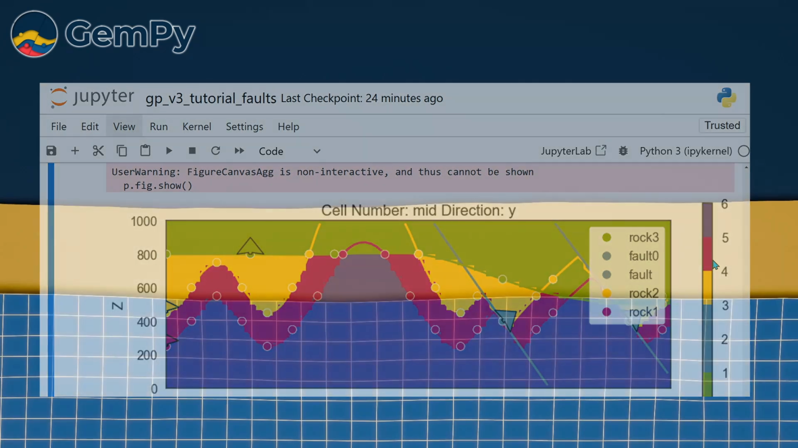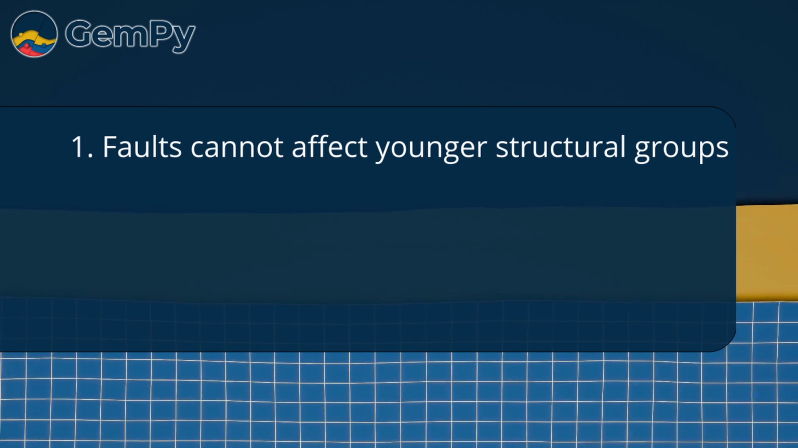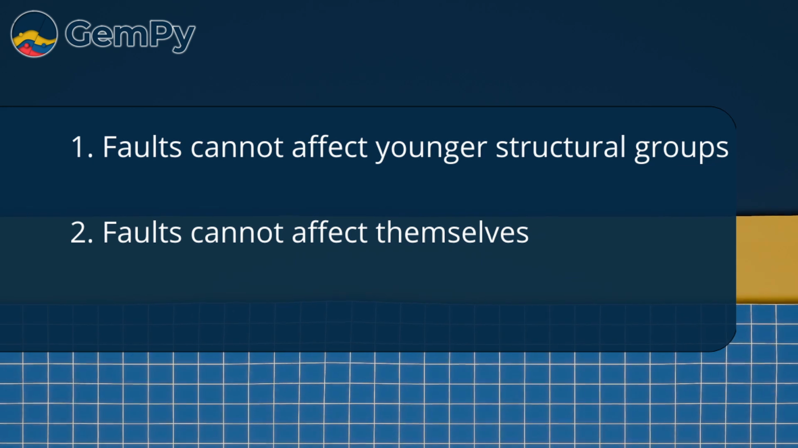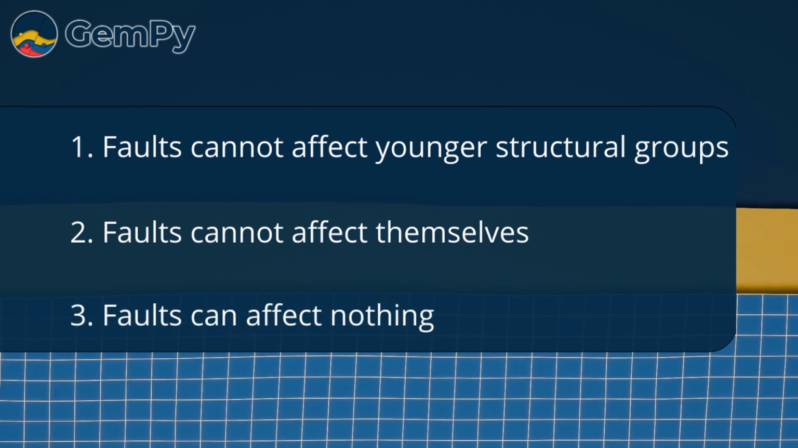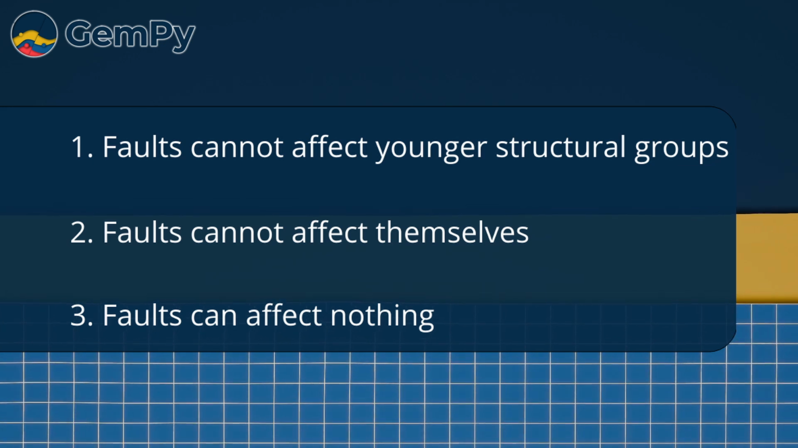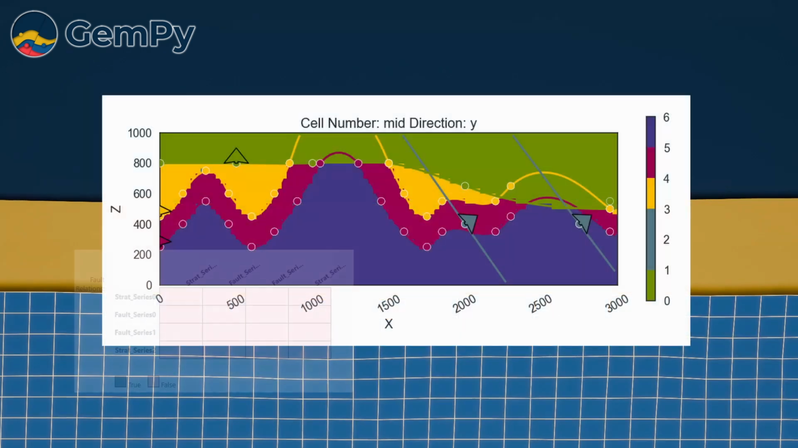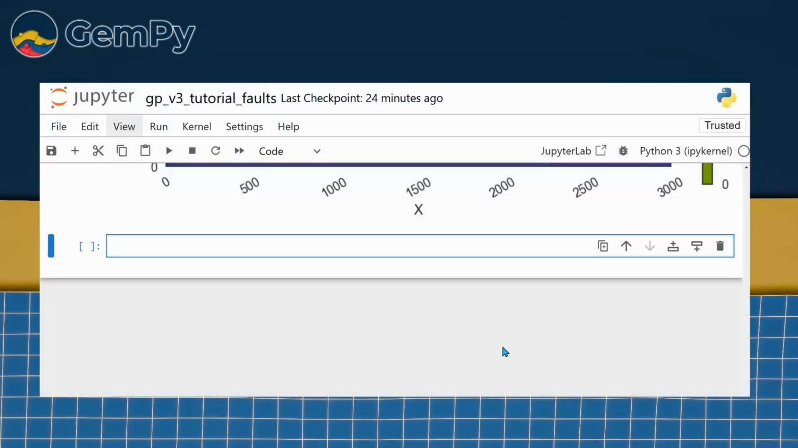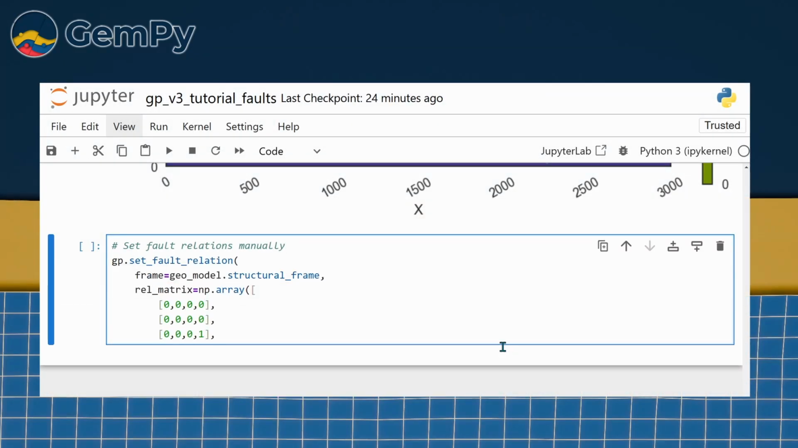Gempy also allows manual adjustments to the fault relations matrix, but with a few rules. Faults cannot affect the younger structural groups. Faults cannot affect themselves. Faults can be set to affect nothing. If a fault is set to affect an older element, it also has to affect all elements older than this element. Here's an example where all entries are set to false, resulting in faults that cause no offset. And another example where fault 0 does not affect anything, while fault 1 still affects Thread Series 2.